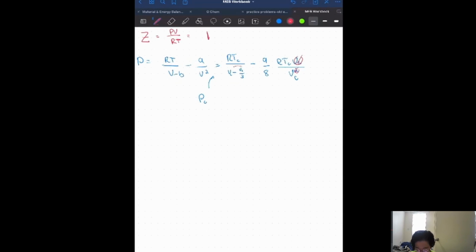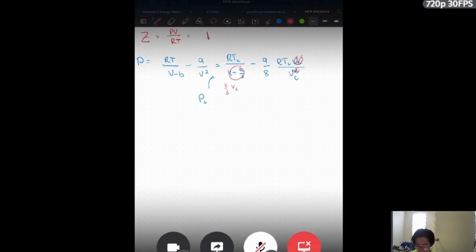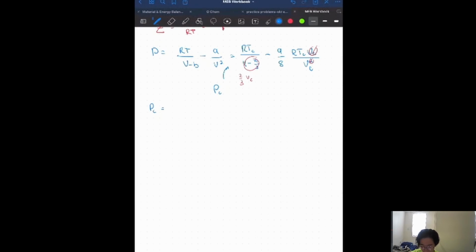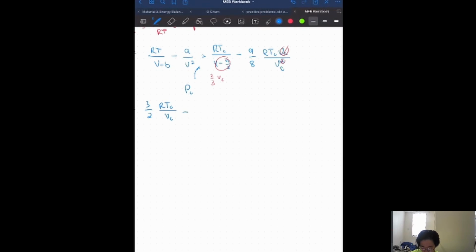This expression becomes 2 over 3 VC, right? And then we can bring that 2 over 3 up outside of the denominator by taking the reciprocal, which the equation will now look like this. PC equals 3 over 2 RTC over VC minus 9/8 RTC over VC. Look at that.